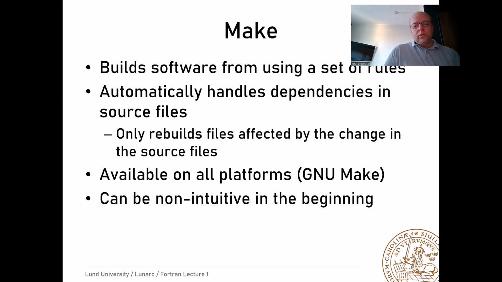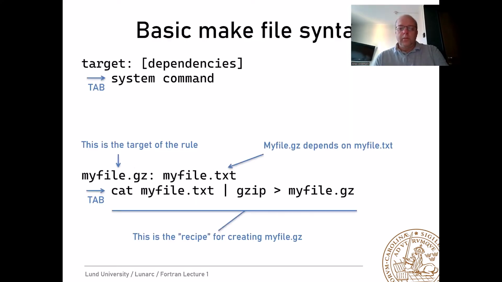So Make is the first tool. It builds software from a set of rules, and it can handle dependency in source files by rebuilding only the files that have been changed. It's available on all platforms. CMake is the most commonly used. Just an anecdote, Microsoft actually builds the entire Windows operating system using CMake tools, so it's used not only by the Linux community. It can be a bit non-intuitive in the beginning, until you understand how you define the rules and how the execution of the rules works.